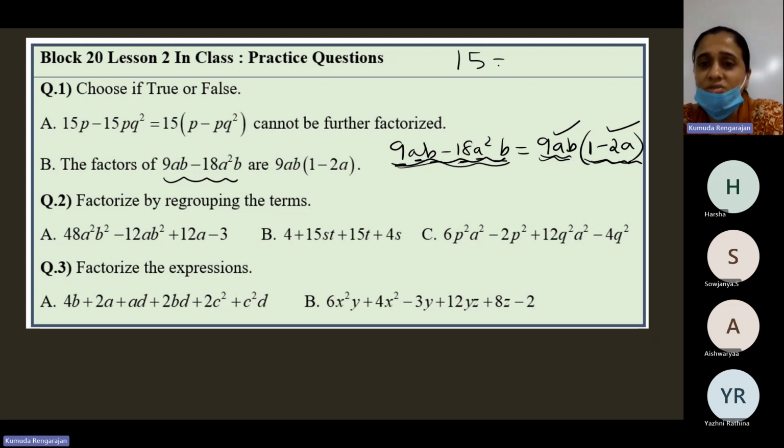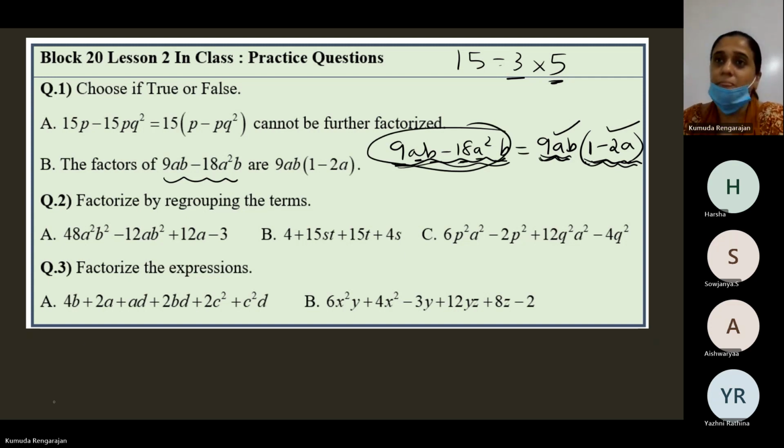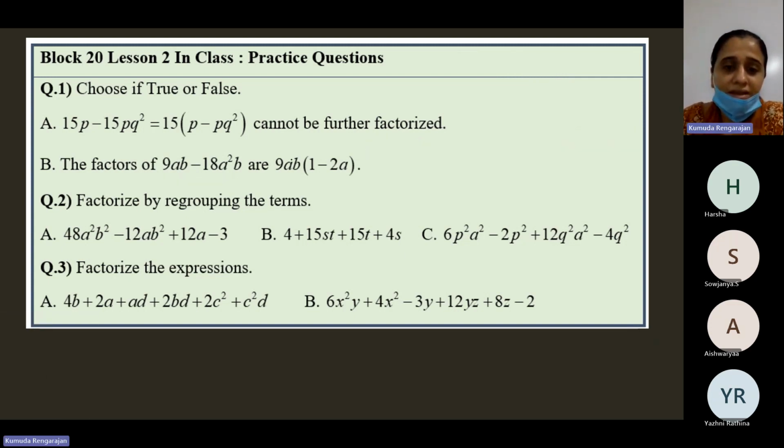Like 15 can be written as 3 into 5, where we say 3 and 5 are the factors of 15. In the same way, 9AB and 1 minus 2A are the factors of this expression. In fact, the factors are 9, A, B, and 1 minus 2A. And 9 can be further written as 3 into 3. So all these are the factors of this expression. This one is true because they've taken out the HCF correctly. 9AB is the HCF.